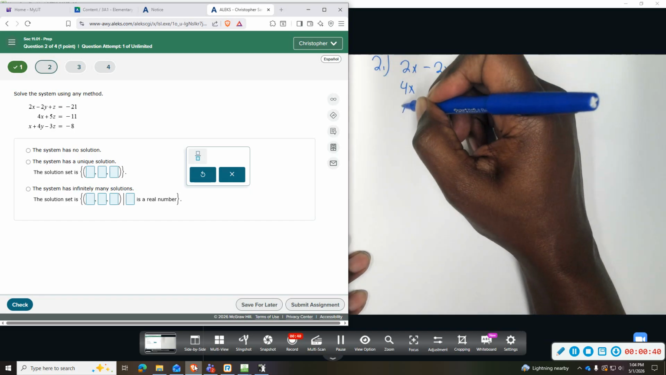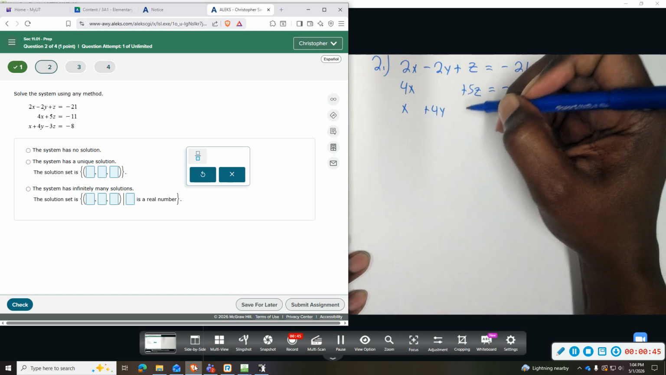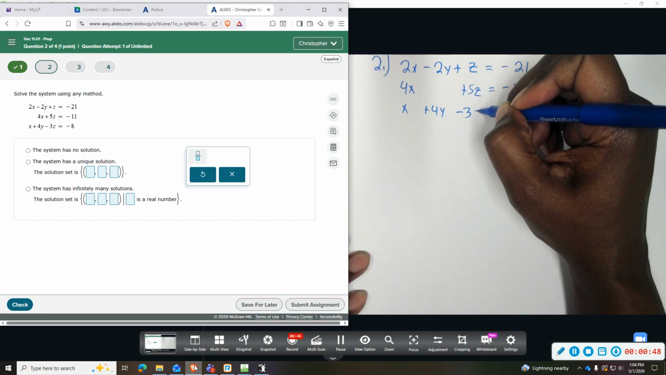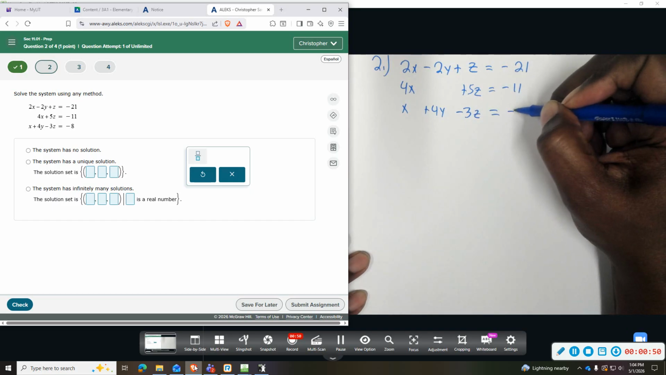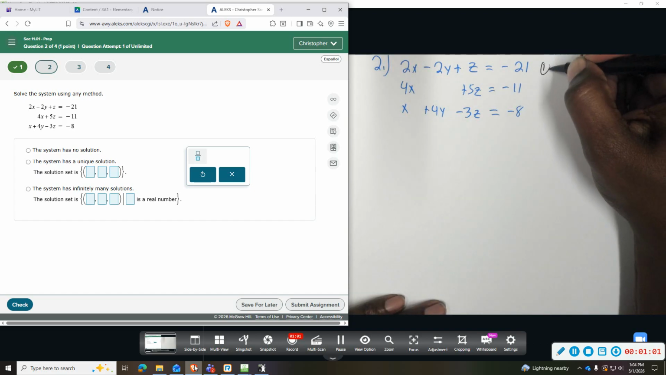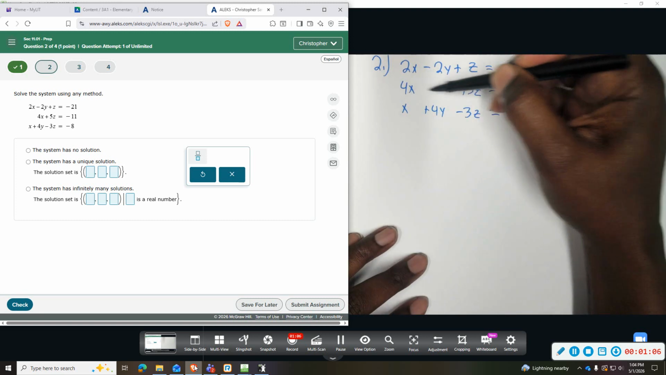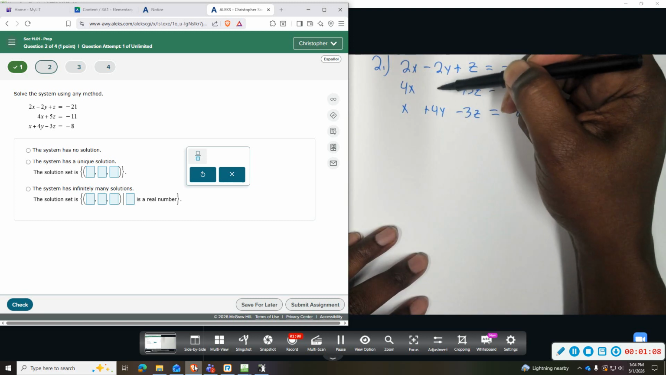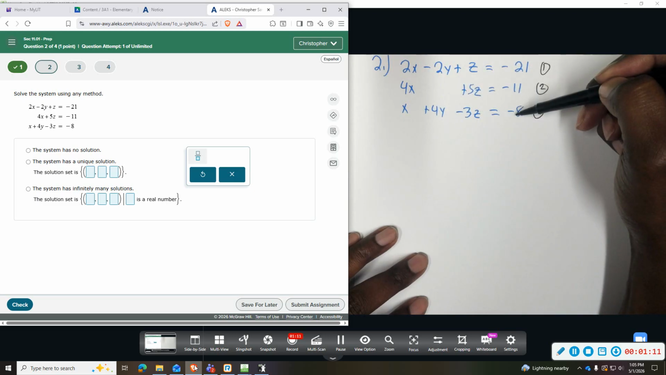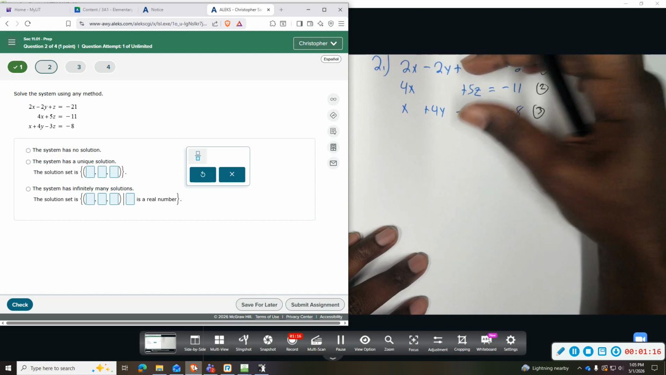And then x plus 4y minus 3z equals negative 8. All right, so the easiest thing to do is elimination. I'm going to call this first one equation 1, equation 2, and equation 3. Since this equation already is missing y, I'm going to eliminate y from one of these and come up with a new equation.